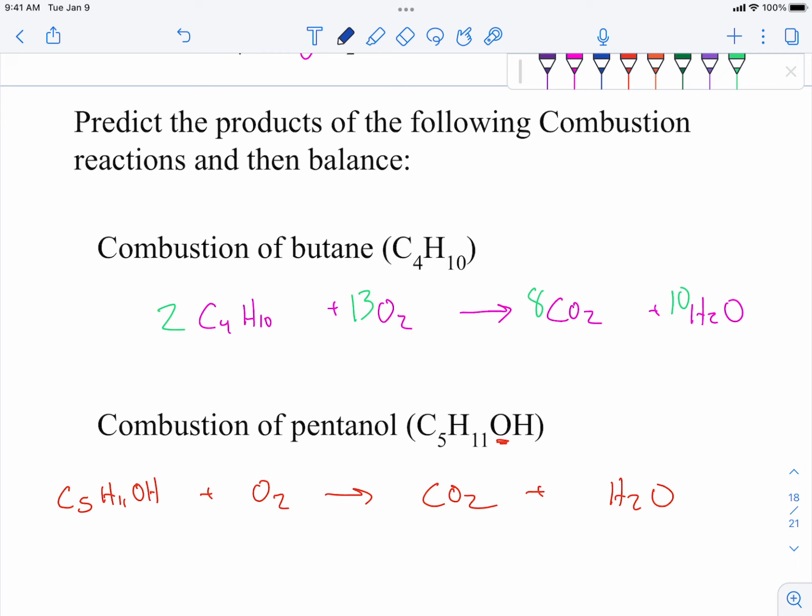Okay, so if we start with carbon, you got 5 on the left. Let's use a 5 on the right. We move to hydrogen next. We got 12 hydrogens on the left. So put a 6 here in front of water. That gives us 12 on the right. So now we're at oxygens. 6 O's plus 2 times 5, 10. So 10 plus 6 is 16. So we're going to need 16 on the left.